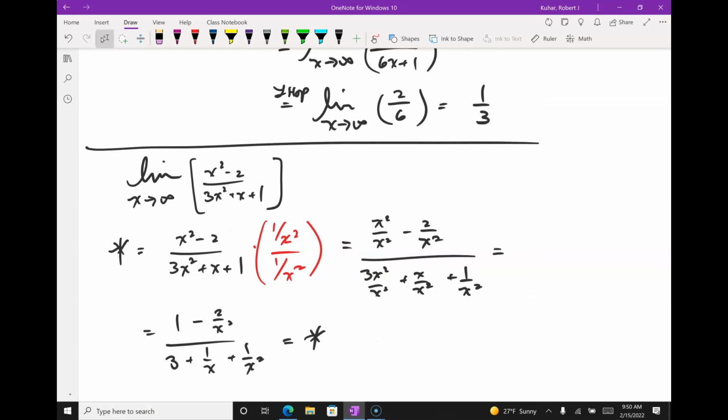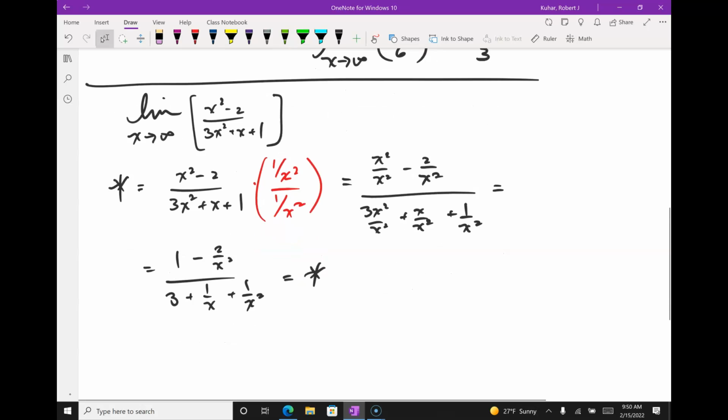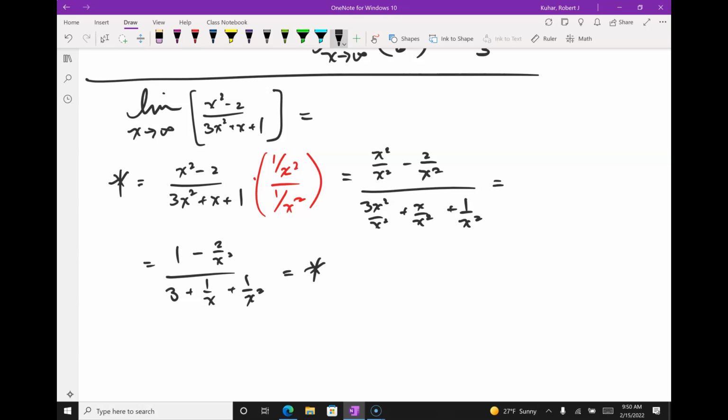But what do I know about all of those pieces with the x's in them? They all go to 0. So as I'm doing this limit now, back up here, the limit as x goes to infinity of star is now 1 minus 0 over 3 plus 0 plus 0, which is again 1/3. The algebra is kind of silly there, in my opinion. If I can do L'Hopital's rule, I'd rather do L'Hopital's rule. But I have an issue with the next problem I'm going to show you. I can't do L'Hopital's rule with this next one because of something called the chain rule.